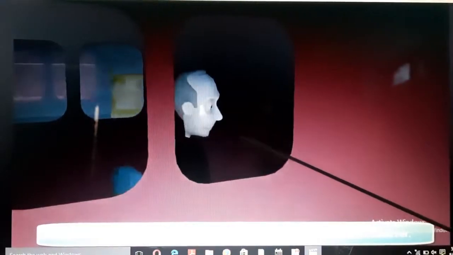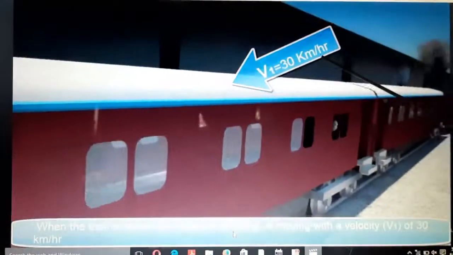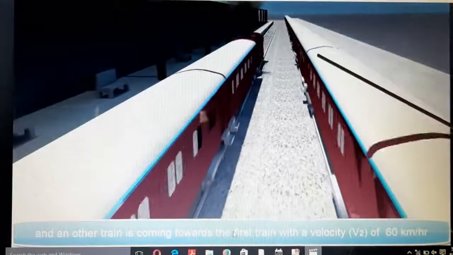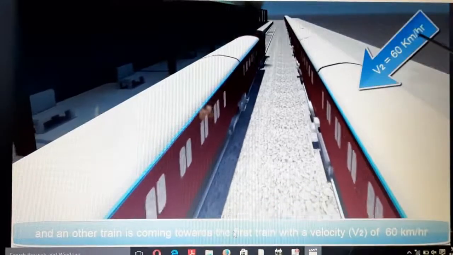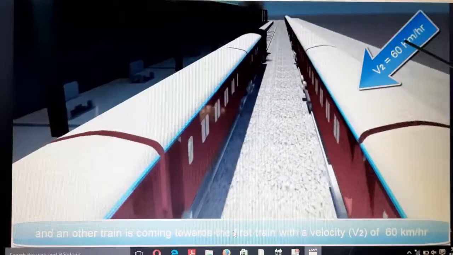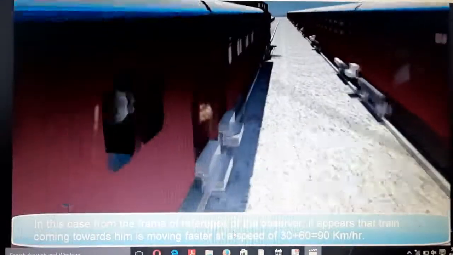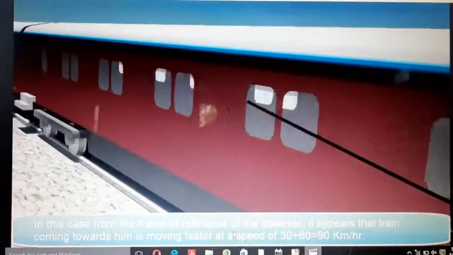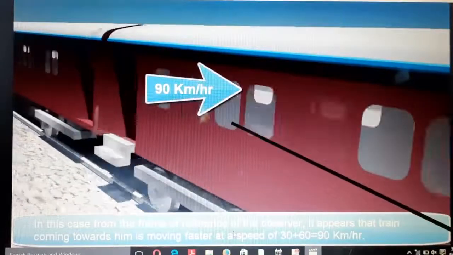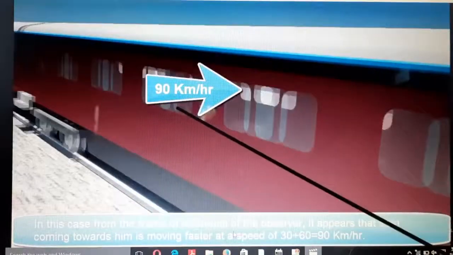Suppose one person is sitting in train A. He sees another train B. But the velocity of train A is 30 km per hour and the velocity of train B is 60 km per hour. So this person, who is sitting in train A, sees the speed of this train as 90 km per hour.